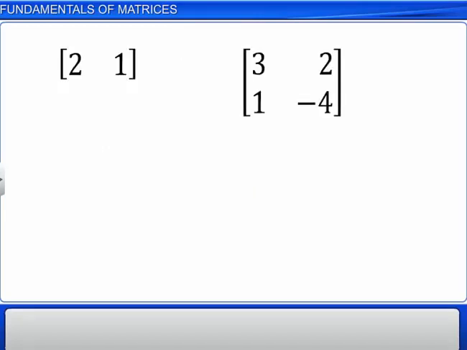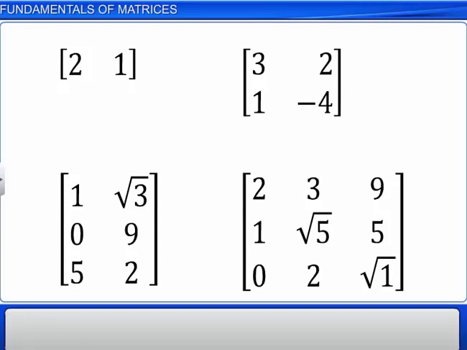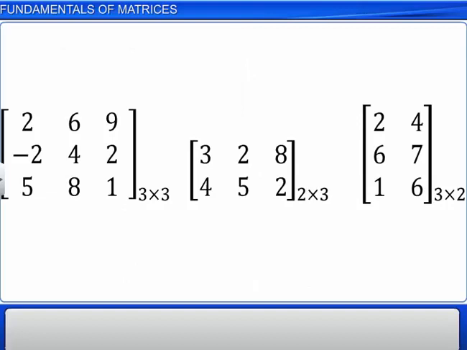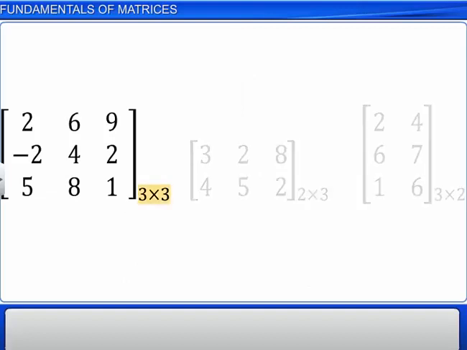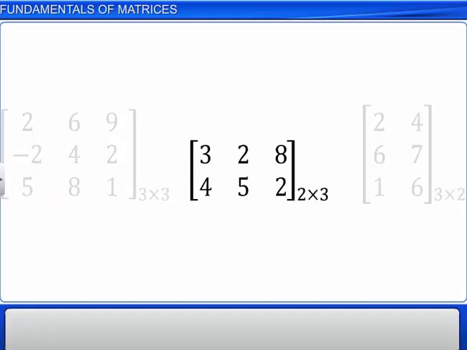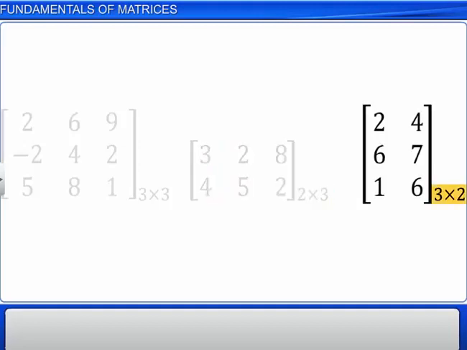There are matrices of varied sizes. The size is termed as order while referring to matrices. The order of a matrix corresponds to the number of rows and columns the matrix has. In the matrices shown, the first matrix is of order 3 by 3, which corresponds to 3 rows and 3 columns. The second matrix is of order 2 by 3, which corresponds to 2 rows and 3 columns. The third matrix is of order 3 by 2.